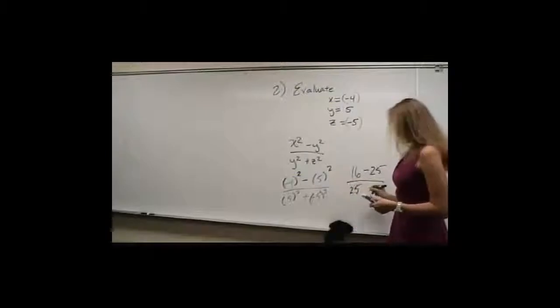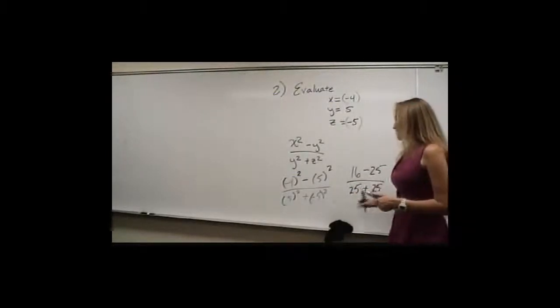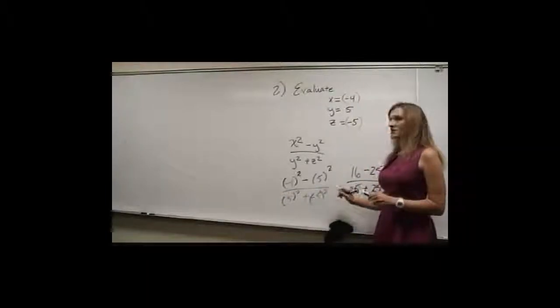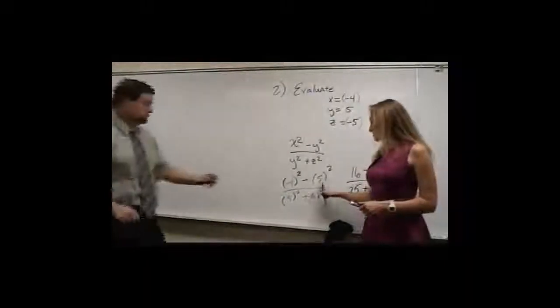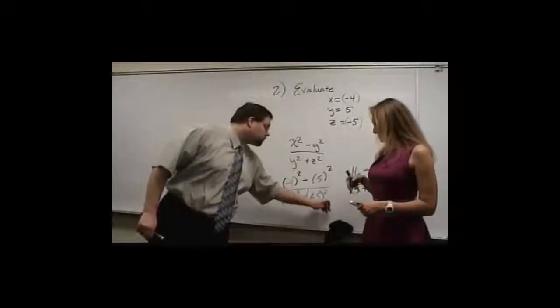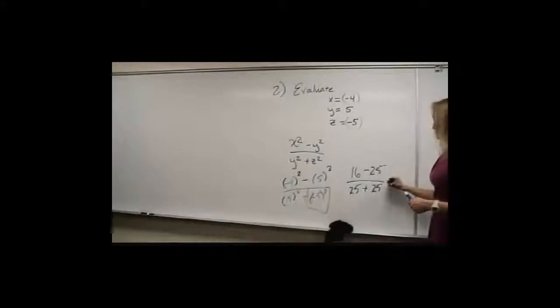Now that square is going to cancel out the negative, so I end up with plus 25. So I'm not saying positive times negative because according to order of operations, I have to do my exponents first. So I'm going to square this negative 5 before I get to add it. So this is negative 9 over 50.